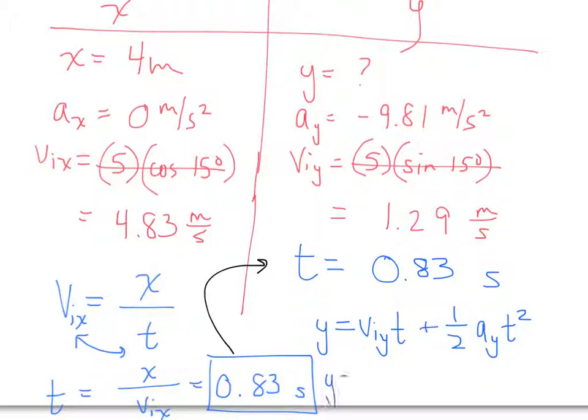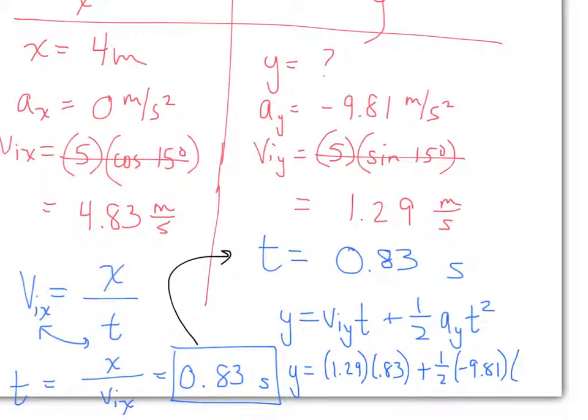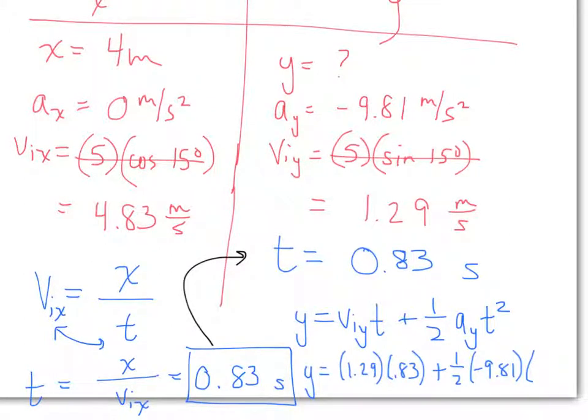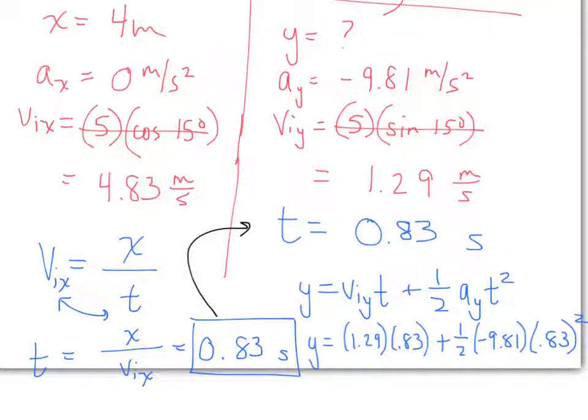Okay, so y equals 1.29 times 0.83 plus 1/2 times negative 9.81 times 0.83 squared. Now you can get a negative or a positive answer here, so don't be discouraged if your answer doesn't seem what you expected it to be right away. And we'll discuss what it means whether negative or positive in this problem.